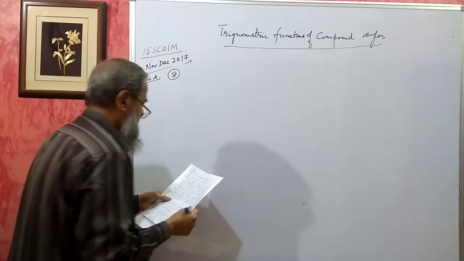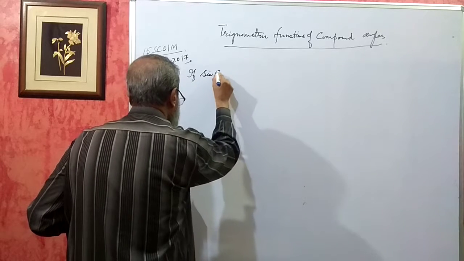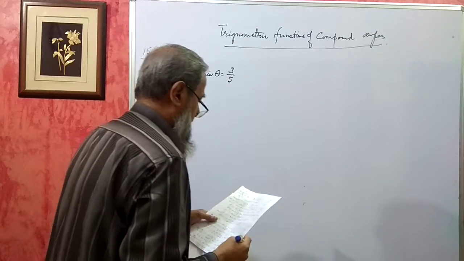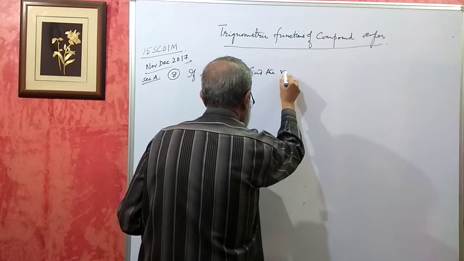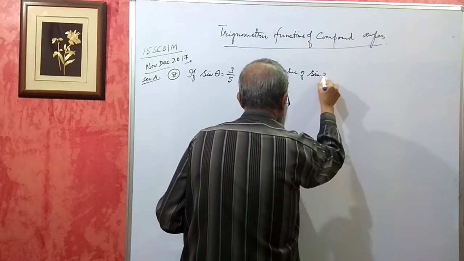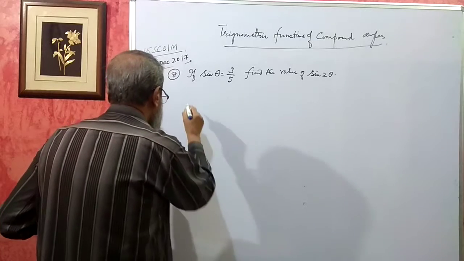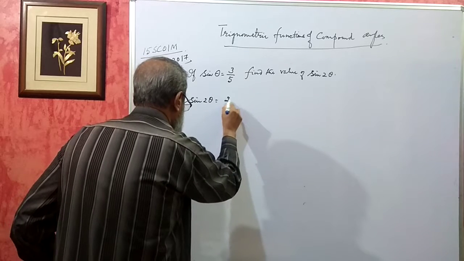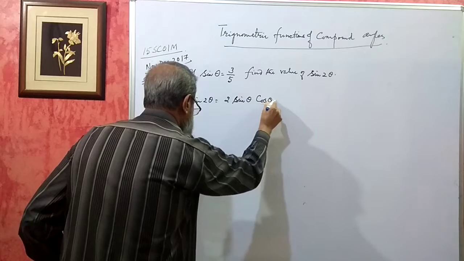Question number 8. If sin theta is equal to 3 by 5, find the value of sin 2 theta. We know sin 2 theta is equal to 2 sin theta cos theta.